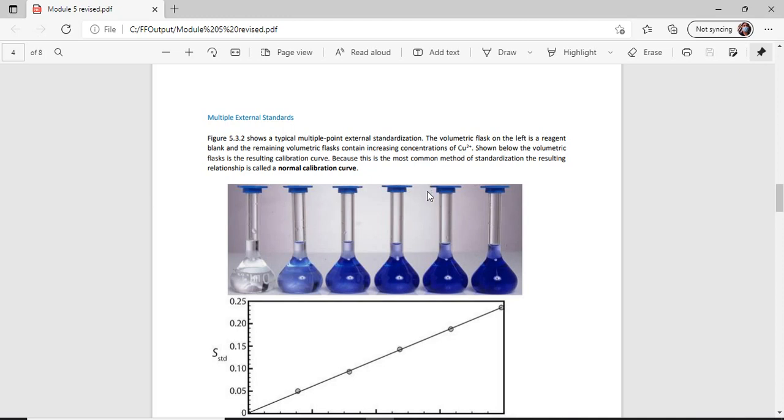So here, in your multiple external standards, you have a sample of your copper. Okay, concentration of your copper. This shows your multiple point external standardization. In your volumetric flask, from your left here is your blank. Meaning, it is 0.